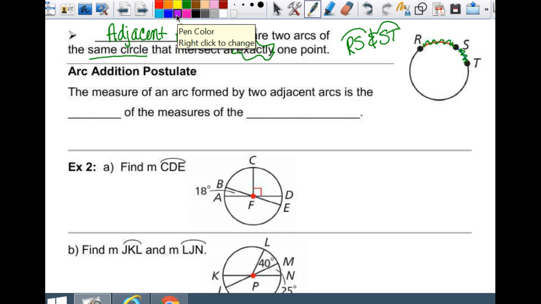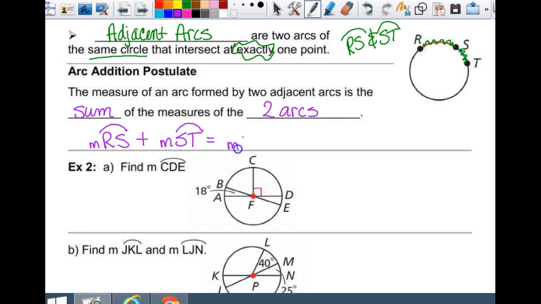Then we have the arc addition postulate. We've had an angle addition postulate and a segment addition postulate. Arc addition postulate says pretty much the same thing too. Piece plus piece equals the whole thing. It's the rule that allows us to actually add the pieces. So the measure of an arc formed by two adjacent arcs is the sum of the measures of the two arcs. So that means in this case I would have the measure of arc RS plus the measure of arc ST, and that's equal to the measure of arc RT. Okay. Questions about that?